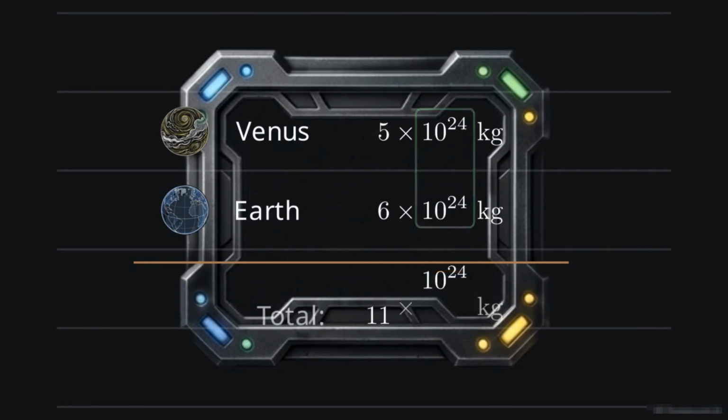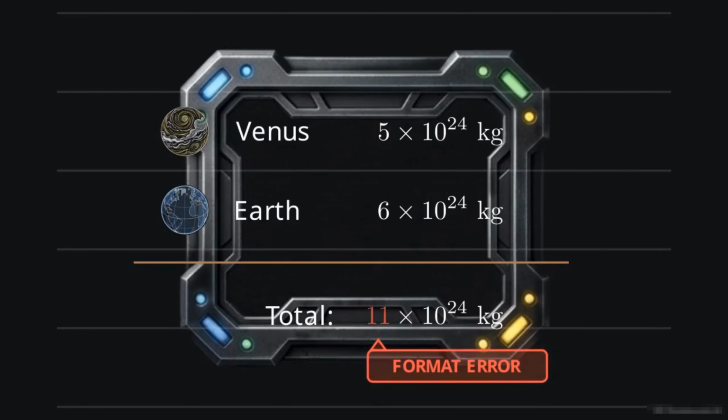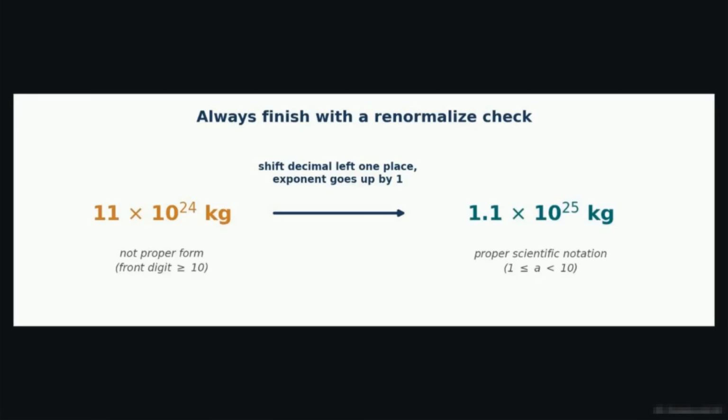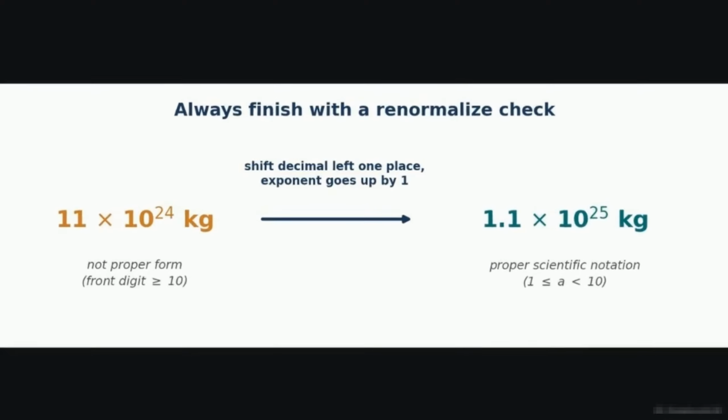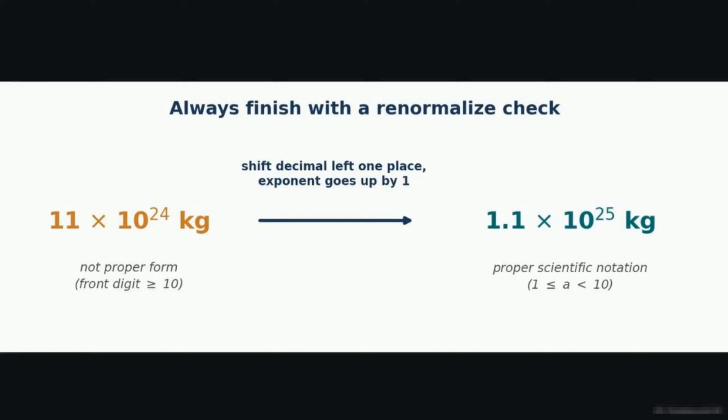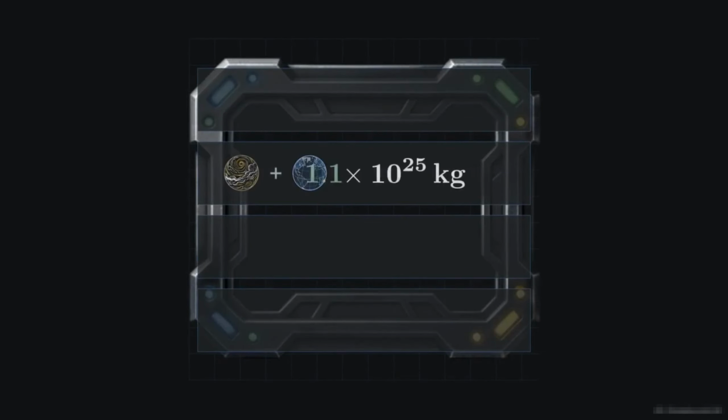But this total violates a strict rule. In proper scientific notation, the front digit must be between 1 and 10. 11 is too large. This image demonstrates the fix. We shift the decimal 1 place to the left to get 1.1. To maintain the number's true value, every step the decimal moves left requires the exponent to tick up by 1, from 24 to 25. Checking the final digit and renormalizing if necessary is a mandatory security checkpoint. It keeps every entry in our universal ledger mathematically valid.